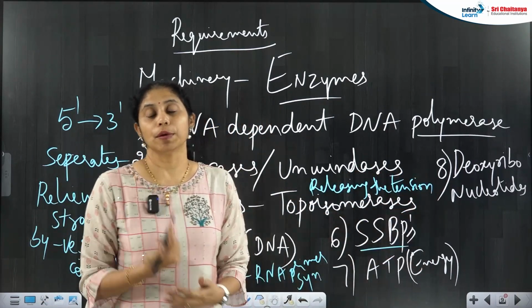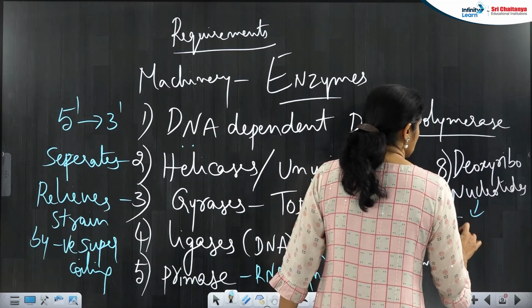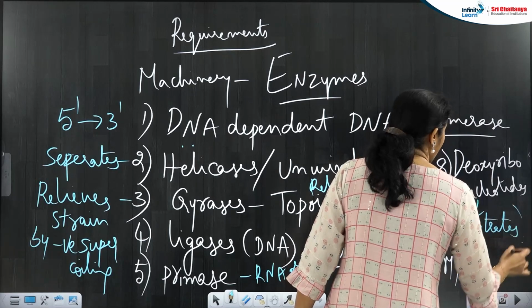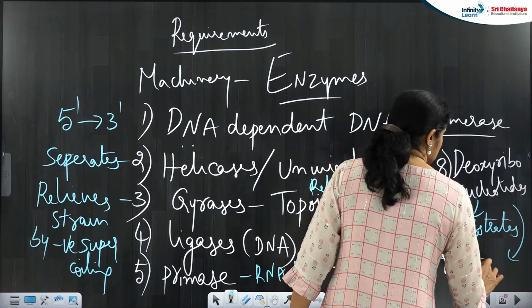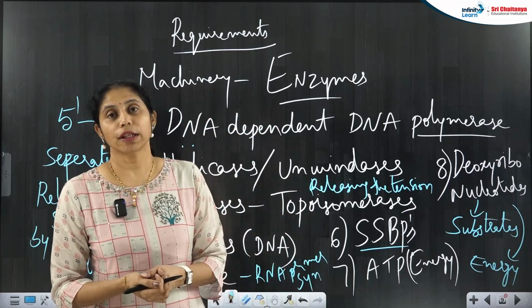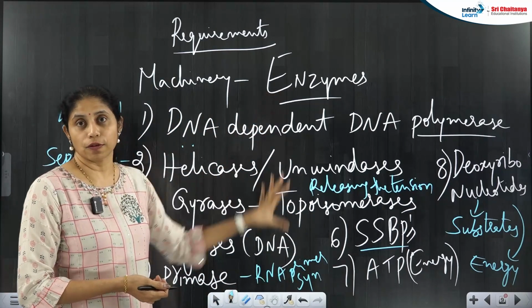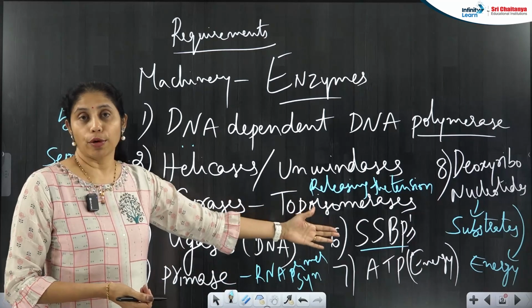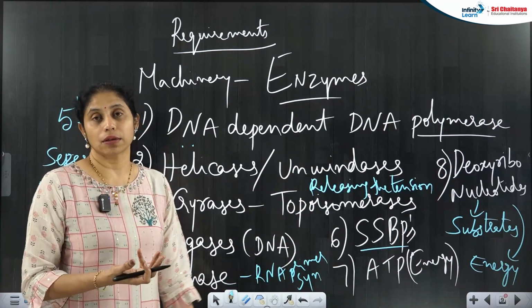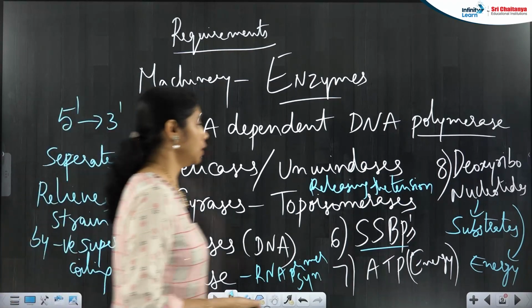They serve dual purposes. They serve not only as substrates, but they even provide energy. So, these are the basic requirements of the semi-conservative replication of DNA. Most of them are enzymes, but some are proteins, some are energy containing compounds, and some are the substrates which are used to polymerize the DNA. These are the basic requirements.